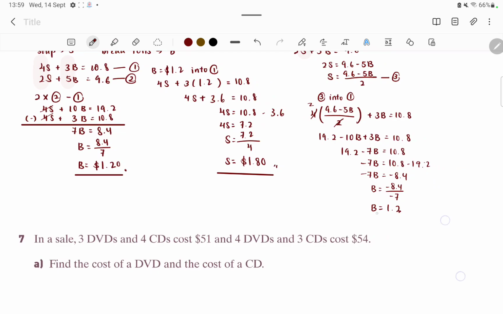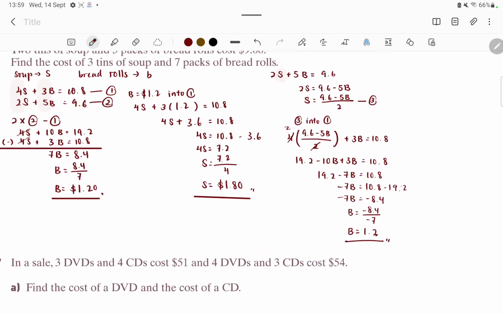Let's try over here. B is 1.2, still correct. And then substitute b equals 1.2 into the third equation. So s equals (9.6 minus 5 times 1.2) over 2. So press calculator. 9.6 minus 5 times 1.2 is 3.6, divided by 2, 1.8. So you should get the same answer using both methods.